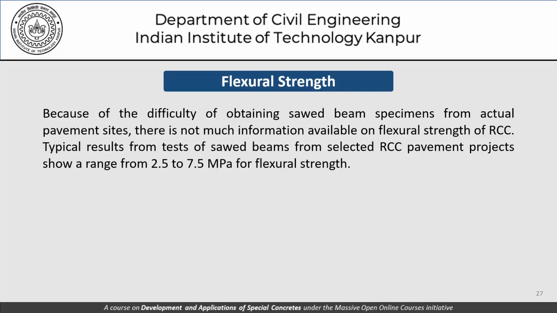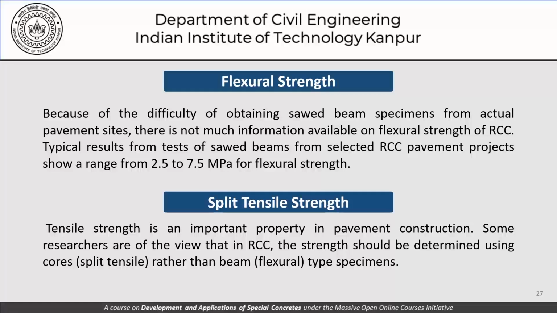As far as flexural strength is concerned, because of the difficulty of obtaining sawed beam specimens from actual pavement sites, there is not much information available in literature on the flexural strength of RCC, but typical results from tests of sawed beams from selected pavement projects show a range of 2.5 to about 7.5 MPa for flexural strength. Split tensile strength is another property which is important in pavement construction. There is some research which is advocating the view that the strength should be determined using cores so that a split tensile test can be performed rather than the beam type of test where we try to do flexural tests.